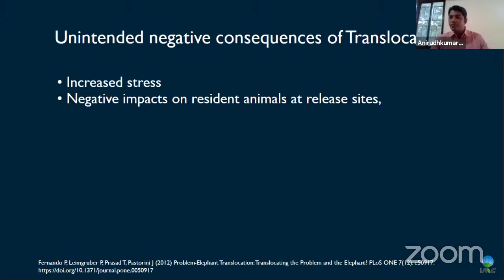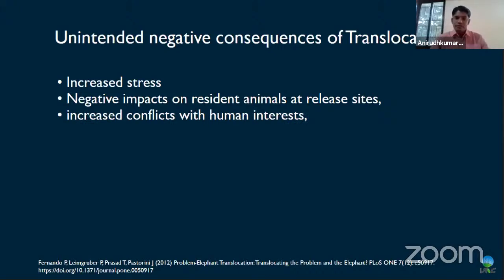Negative impacts on resident animals. As I said, if there is already a population in that area, there will be stress in both populations, the one you are relocating and the one which already exists. There will be a kind of conflict for territory and food. So there could be a negative impact on the population, and conflict will increase. There is also a chance of spread of disease. If you're transporting a new population to a different area and that population has some disease, it can get into the resident population. So there is a risk of spread of disease.